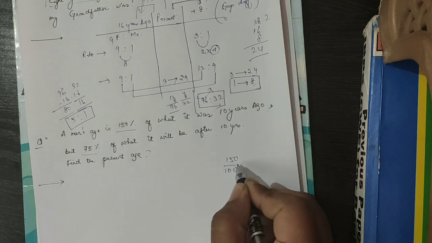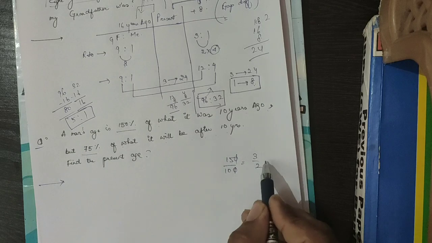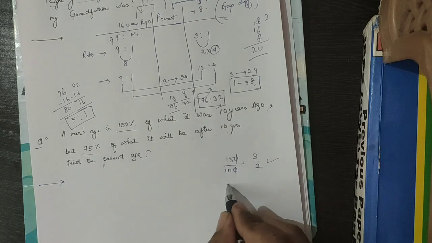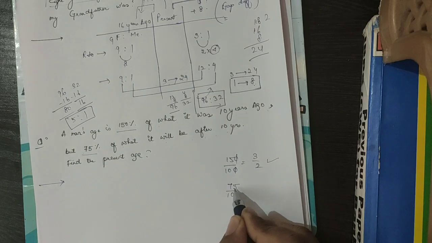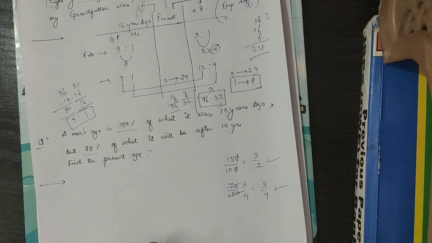150% means what? 150 by 100 is 3 by 2. And 75%, what is 75%? 75 by 100 is 3 by 4. So this is the ratio value.